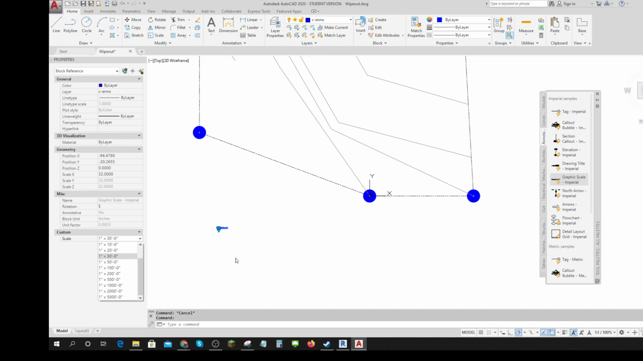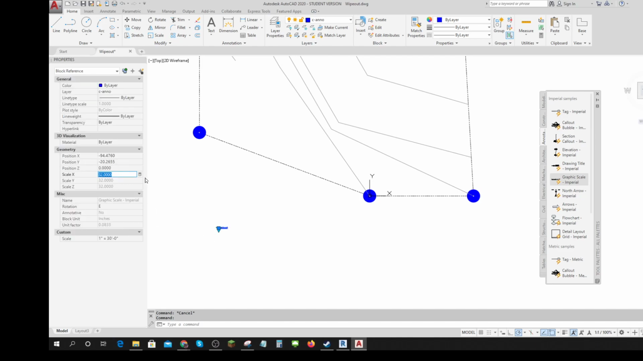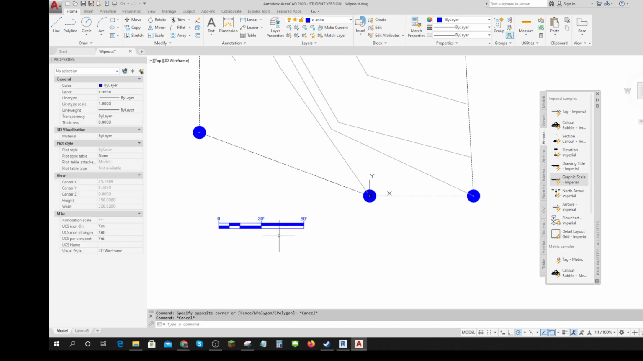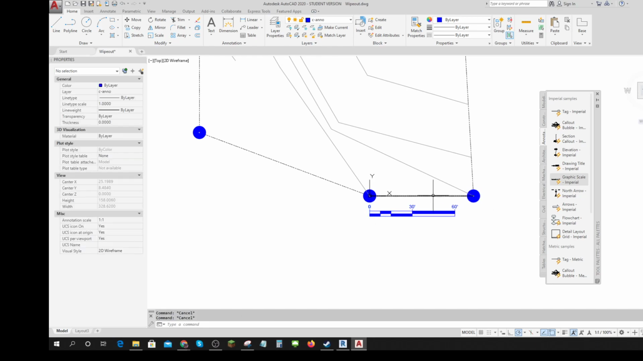Oh, that's 1 inch equals 30. I think this scale is something different. This is if you're putting it in paper space. So I got to figure it out if I'm not doing it in paper space. No, I always put it in model space. Yep. Yeah, that's right. Okay. I multiplied it by 12 because I'm doing this in feet. There we go.